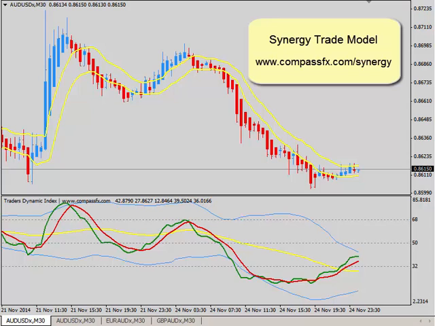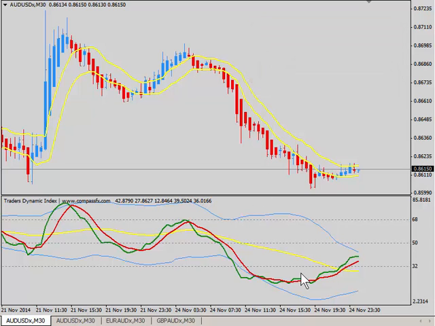As a matter of fact, the Synergy trade model is only made up of three indicators. You have the average price bars, the price action channel, which are these two moving averages, and then you have an oscillator referred to as a trader's dynamic index. The idea is simply that when price action and market sentiment are moving the same direction, you have a higher probable trade. In this case, when price gets below the price action channel, these two yellow lines, you trade in that direction.